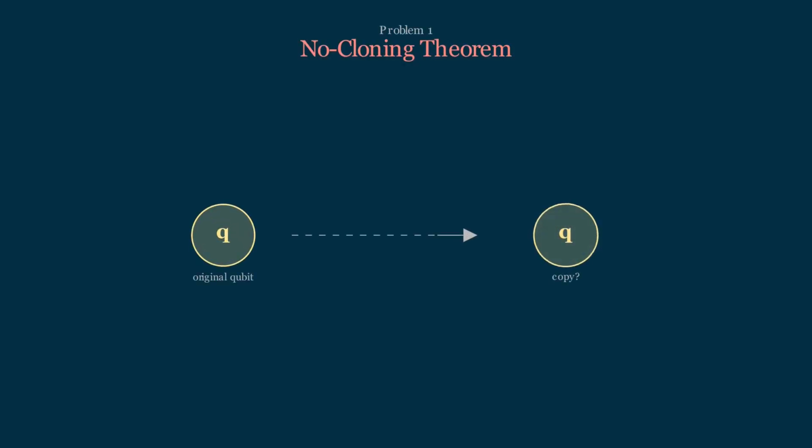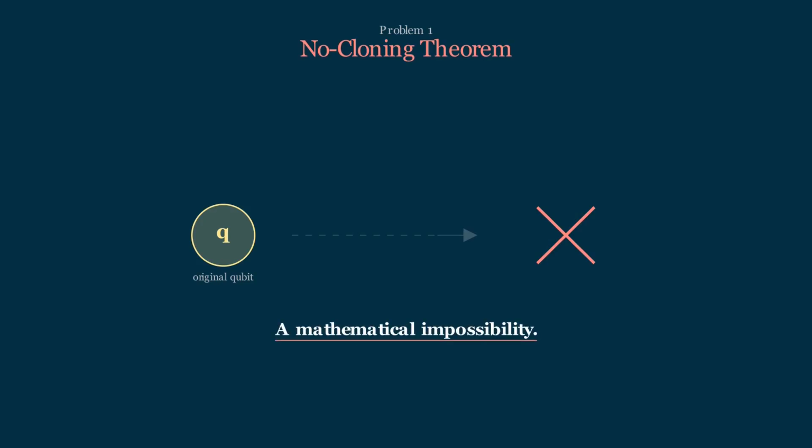No. And the reason is one of the most fundamental laws of quantum mechanics. It is called the no-cloning theorem. You cannot make a copy of an unknown quantum state. It is not a limitation of our technology. It is a mathematical impossibility provable from the basic equations of quantum mechanics. So we cannot store 3 copies of a qubit the way we store 3 copies of a classical bit.